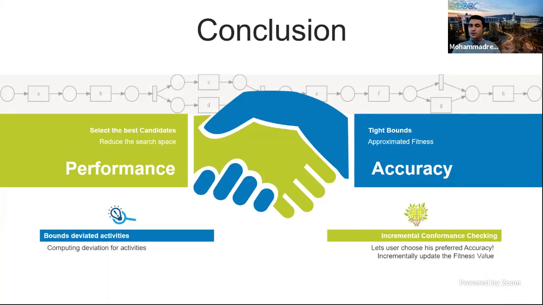And for future work, we aim to also return more diagnostic results, for example, the distribution of activities instead of just returning a value. Also, we try to implement an incremental conformance checking method to let the user decide his or her preferred accuracy. As I said, there is a trade-off between the size of the log and the accuracy of the approximation. So the user could decide about this value.